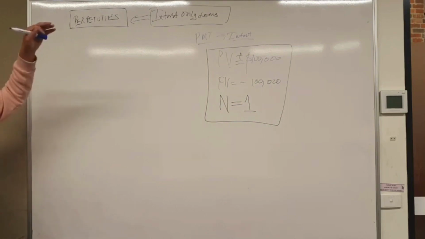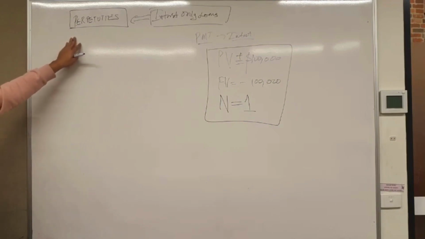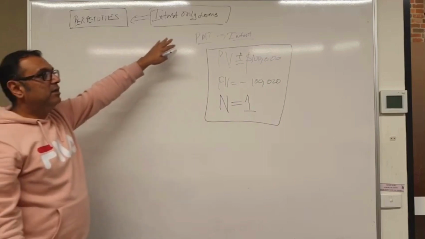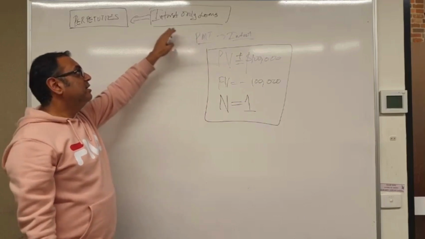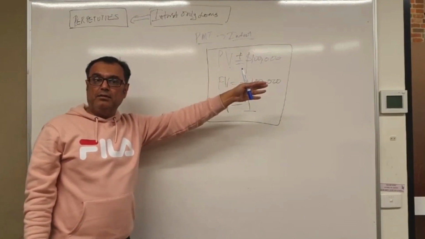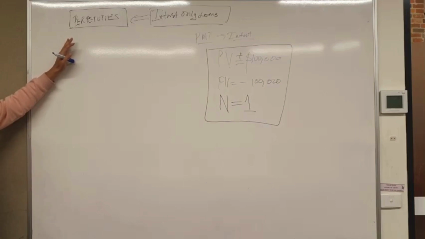Perpetuity is an investment vehicle. This is investment. You are investing with the bank. Here, you are lending to the bank. Here, in an interest-only loan, the bank is the lender. In perpetuities, you are the lender to the bank in order to earn some higher rate of interest.